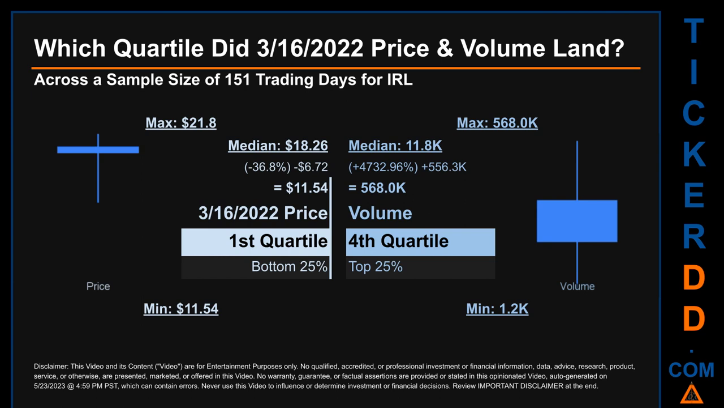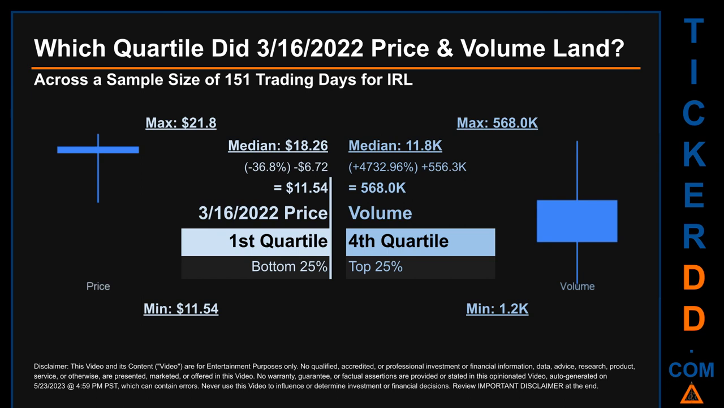Which quartile did March 16, 2022 price and volume land? Across a sample size of 151 trading days, the maximum end-of-day price for IRL was $21.80 while the minimum was $11.54. Within that price range, March 16, 2022 price, of $11.54, landed within the first quartile, meaning it was within the bottom 25% of all sampled end-of-day prices. The day's volume landed within the fourth quartile, marking it within the top 25% of all sampled daily volume, which saw a max daily volume of 568,000 and a minimum of 1.2 thousand.